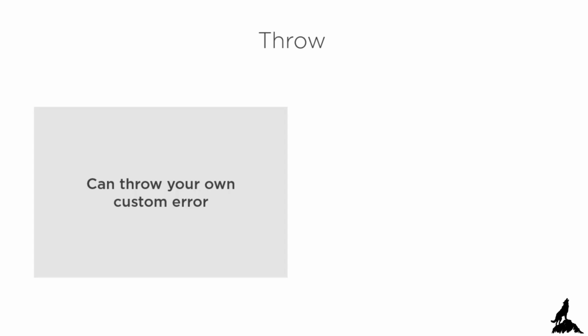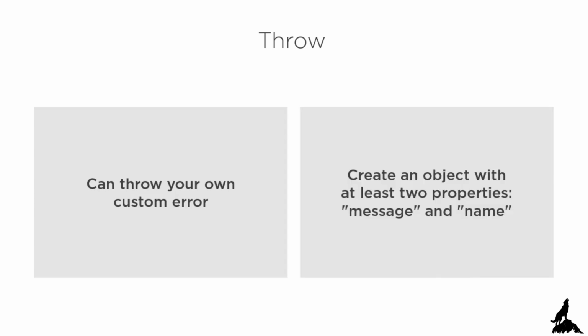While JavaScript gives us an error object, a lot of times the messages are just a little bit too cryptic and maybe don't explain enough about where you are in your code to help you track down the error. If that's the case, you can throw your own custom error object, and you might want to do this quite a bit. What you do is create an object with at least two properties, message and name.